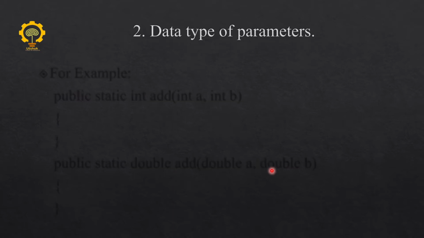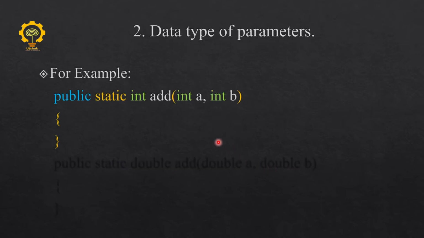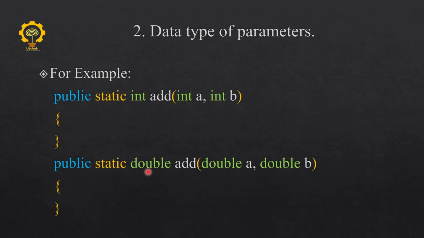Another is the data type of parameters. For example, if we have the method add and it takes int values as the 2 parameters and the return type of the method is integer, then if we define the same method with the same name but with a different return type and a different parameter, that is, the data type of the parameter is double here and the return type of the method is also double. So the method names are the same here but the signatures are different and the data types of parameters are also different. So this concept is also considered method overloading.